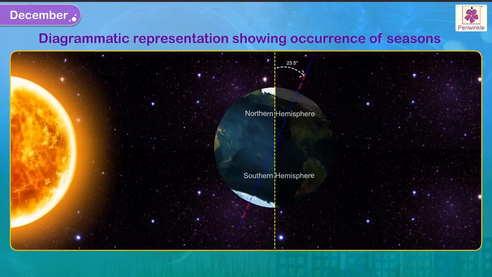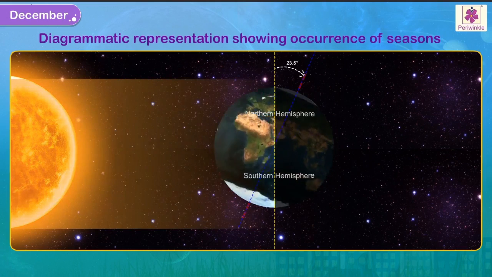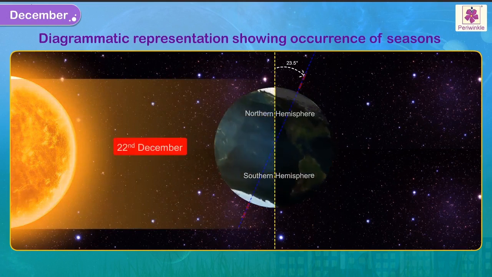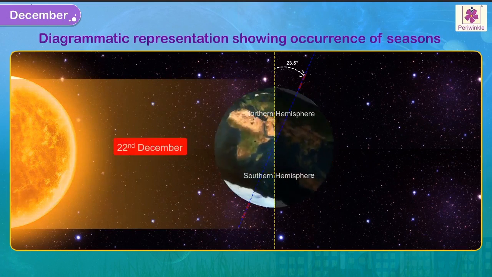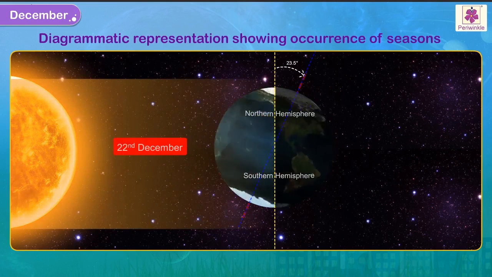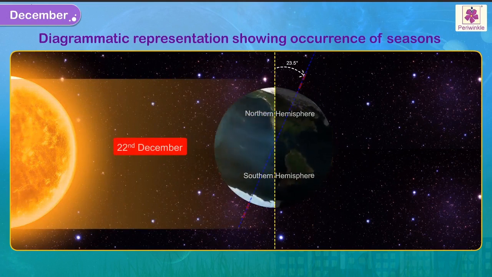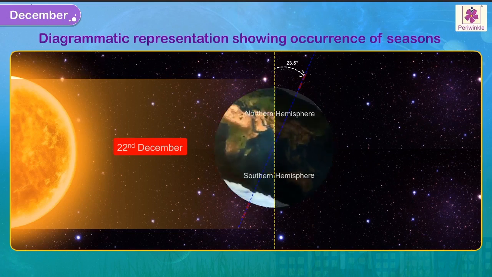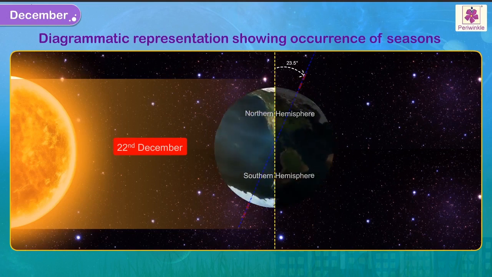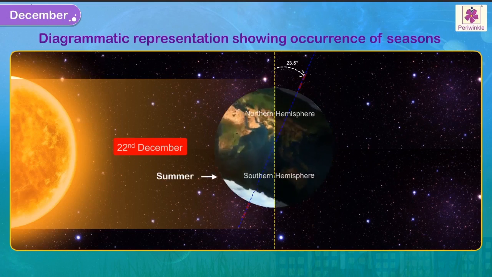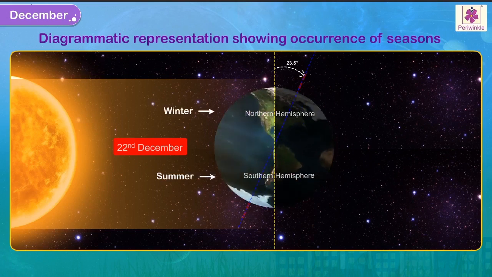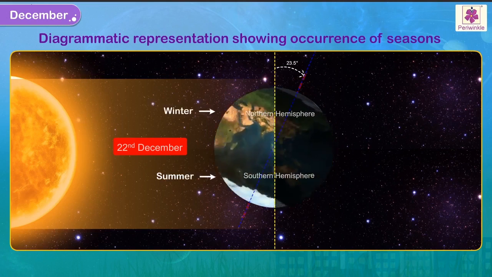December. Direct rays of the Sun fall on the southern hemisphere, while on the northern hemisphere they are more slanted and mild. The southern hemisphere thus experiences summer while it is winter in the northern hemisphere.